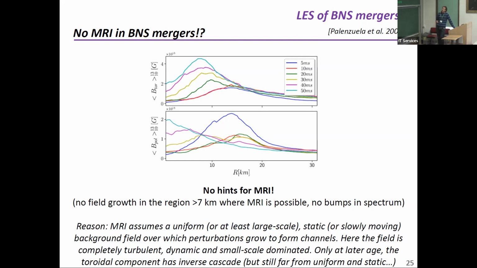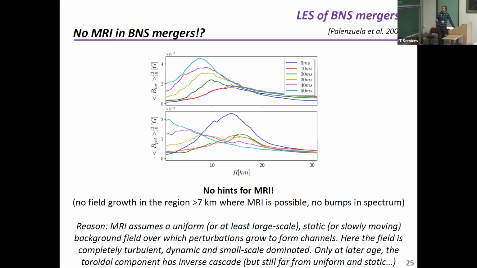But then here is the amplification of the magnetic field as a function of the distance to the orbital axis. And the region where MRI could be developed, because of the basic condition, which is basically the profile of the angular velocity, is after, let's say, 10 kilometers. Now you can see that in that region, you have a huge creation of magnetic field only at the beginning, where the remnant is not being formed yet.